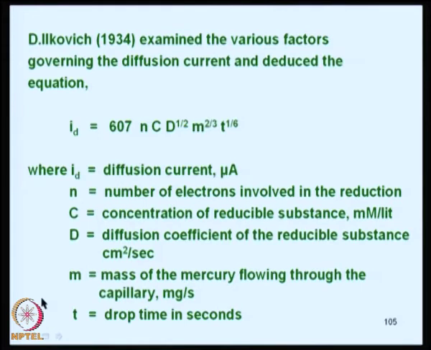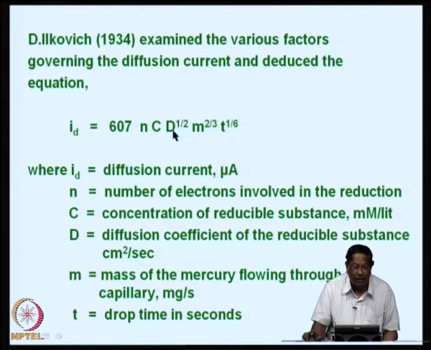Ilkovic examined various factors governing this diffusion current, and he deduced an equation like this: I d is equal to 607 n c D raised to half m raised to 2 by 3 and t raised to 1 by 6. So, this is a practical equation; actually it should be 704, but due to changes in the temperature and other factors, 704 gets changed to 607, and I d is known as diffusion current.